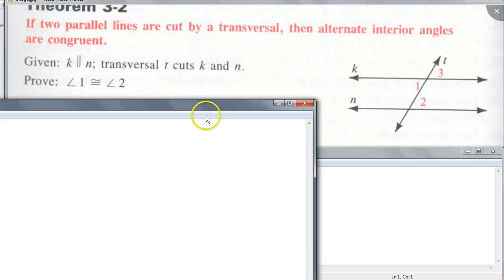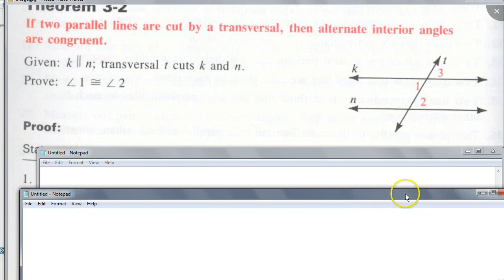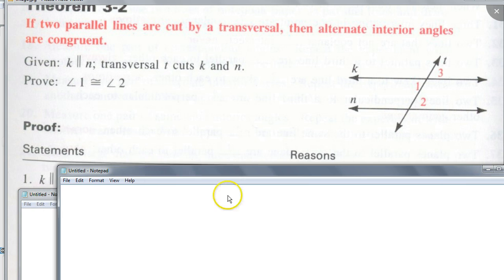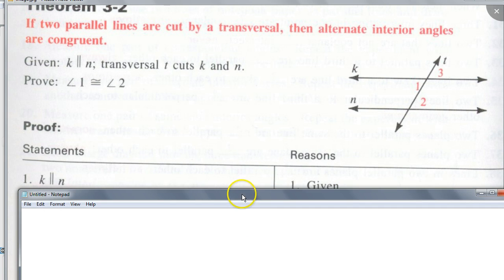All right, so how many people started with the given? I did. Okay, but there are two. Which one did you guys start with? How about Jack? K is parallel to N. Okay, good.